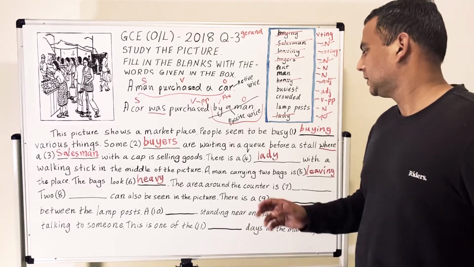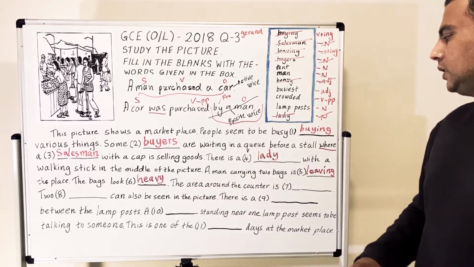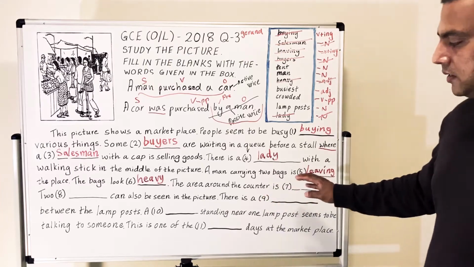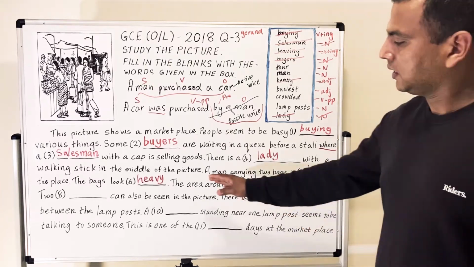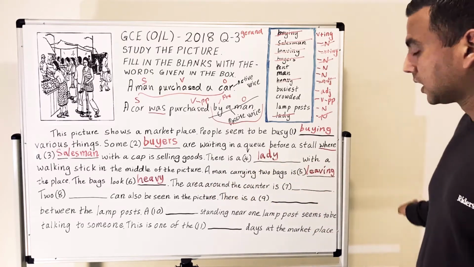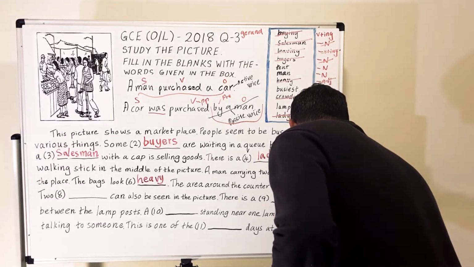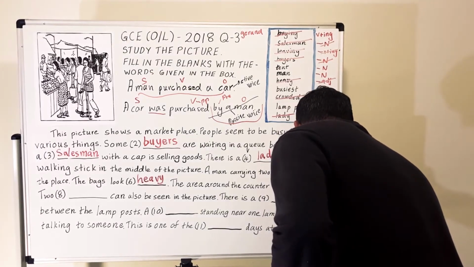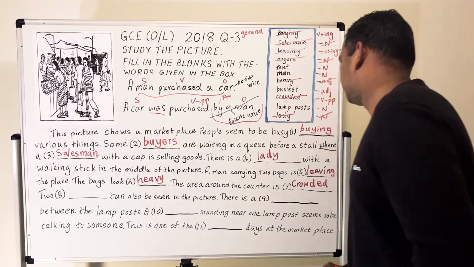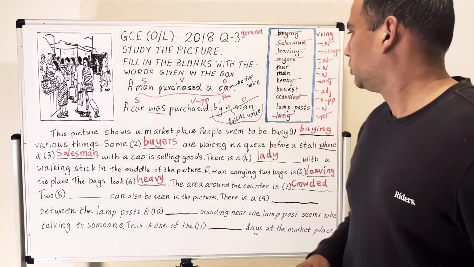So in this sentence, the area around the counter is crowded. But ideally, if they had given us the continuation of the sentence, it would have appeared like: the area around the counter is crowded by buyers. So here, counter is crowded. All right. So let's move on to the next one.